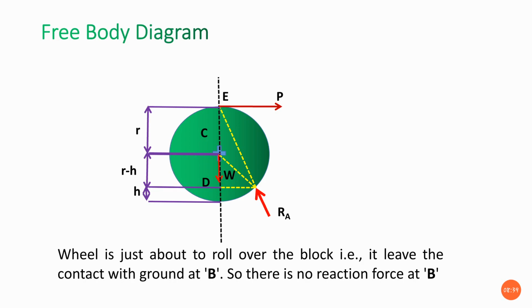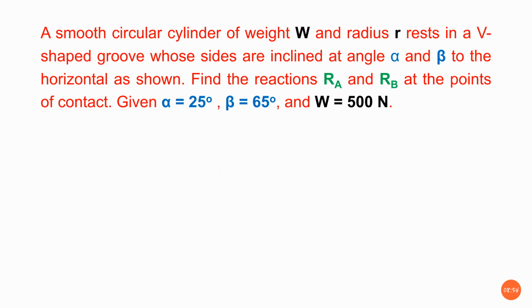So the wheel is just about to roll over the block, that means horizontal plane, so that it is going to be detaching from the ground. So there is no reaction force from the B. This way we are going to draw the free body diagram. And here is another problem. These are the different varieties of problems we are going to be seeing.